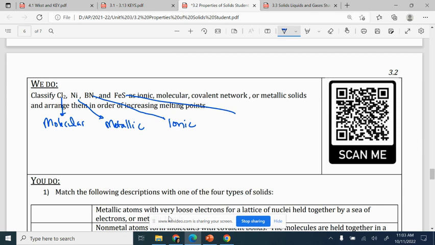Boron is a covalent network solid? Electronegativity! Oh wait, yeah, because then what is FeS? That's the ionic one. So then it would go FeS. Oh, yeah. Yep, FeS, okay.